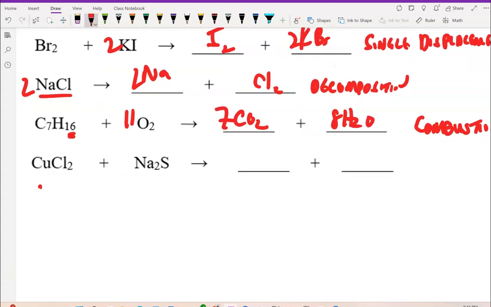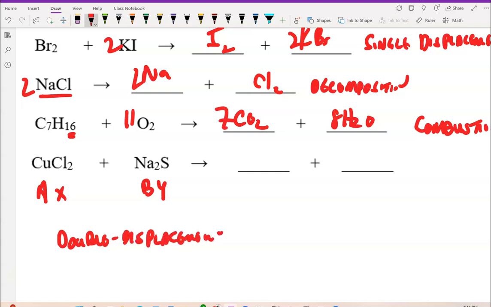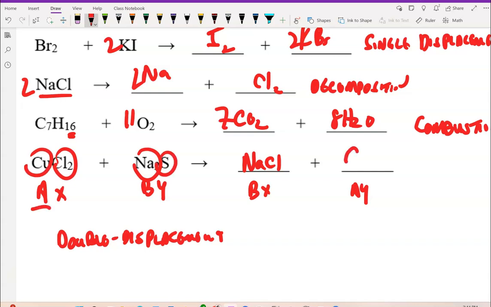All right, the last one, clearly that's an AX, that's a BY. This has to be a double displacement reaction. And what are we going to do? We'll have BX and AY as our products. That's our B, that's our X, so NaCl is one product. That's our A, that's our Y, so CuS is another product. I'm going to balance it by putting a 2 here.